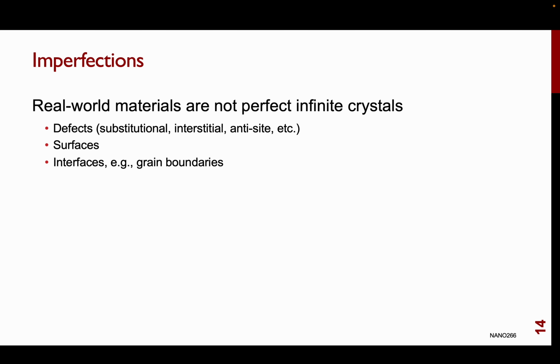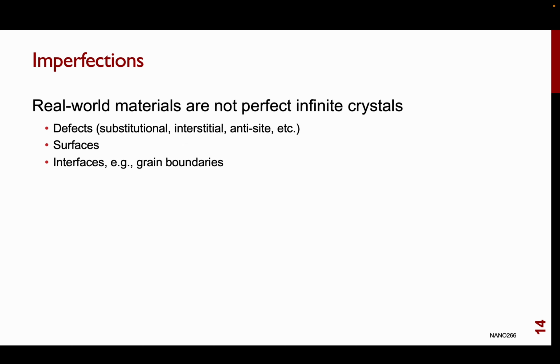Now, real world materials are almost never like that, right? So real world materials have defects, they have surfaces, and they have interfaces. Okay, so if you look, for example, even at silicon, right? Most of the silicon that you see in your microprocessors is not pure silicon. Okay, it is silicon with doping.